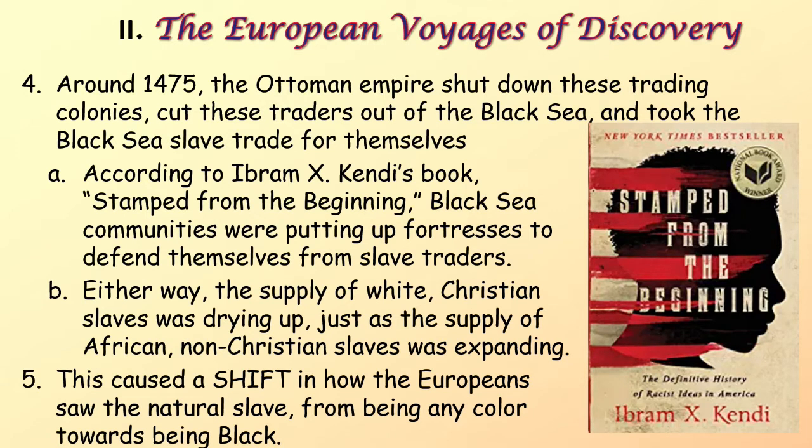Around 1475, the Ottoman Empire shut down these trading colonies, and they cut these traders out of the Black Sea and took the Black Sea slave trade for themselves. And according to Ibram X. Kendi's book, Stamped from the Beginning, where I'm getting a lot of this information from, Black Sea communities were also putting up fortresses to defend themselves from slave traders. But either way, the main thing is that the supply of white Christian slaves was drying up, just as the supply of African non-Christian slaves was expanding. And this started to cause a shift in how Europeans saw the natural slave in their minds. And that shift went from being any color towards being black.